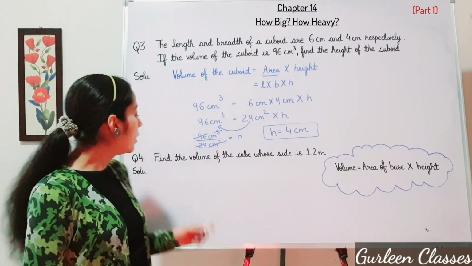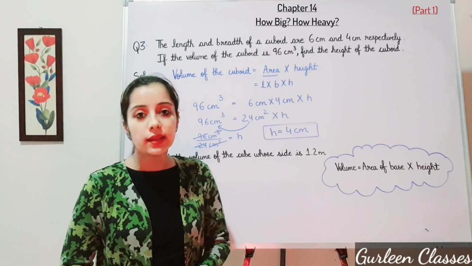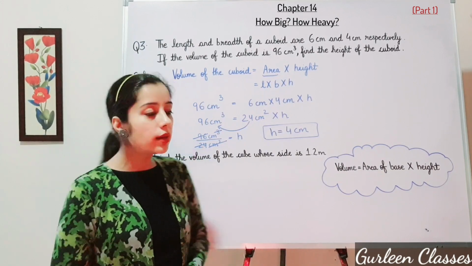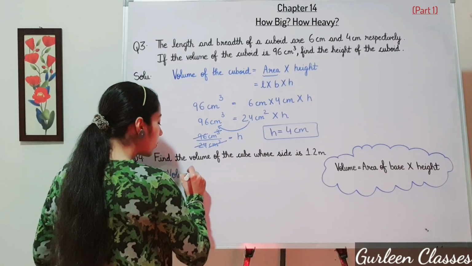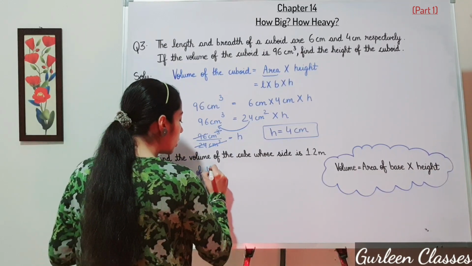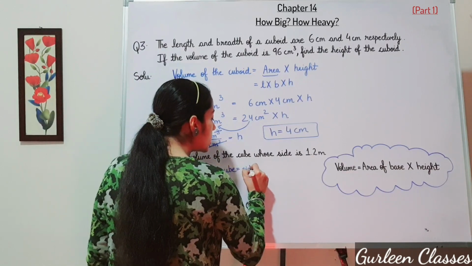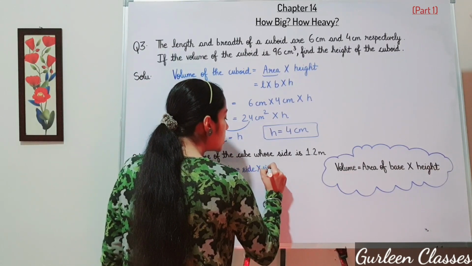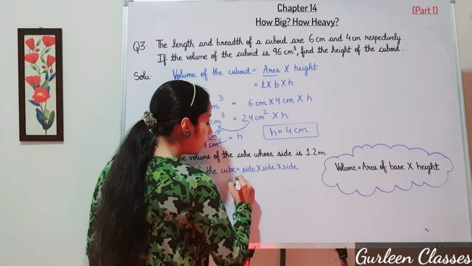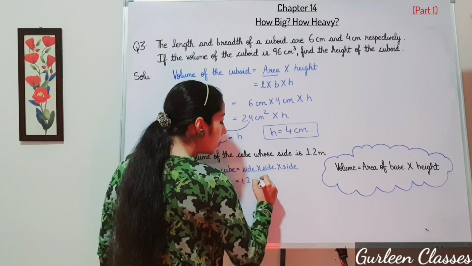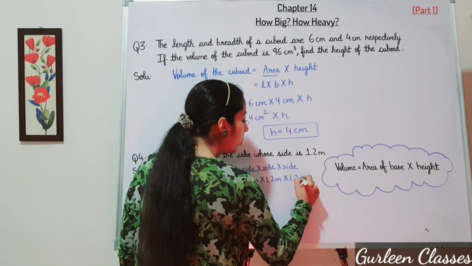Now D part, find the volume of the cube whose side is 1.2 meter. So first let us write the formula. So the formula is volume of the cube is equal to side into side into side. So we will multiply here 1.2 meter into 1.2 meter into 1.2 meter.